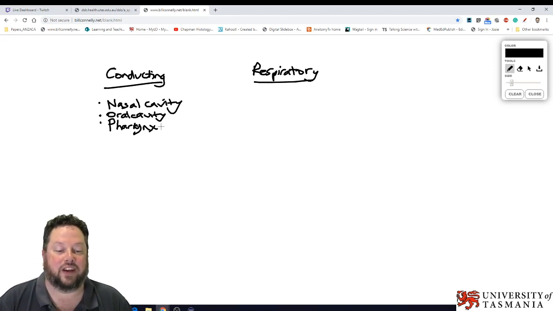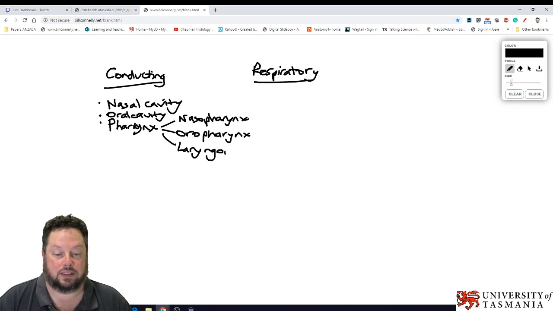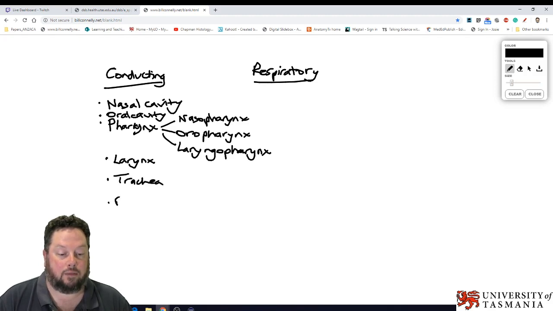All right, and we can actually divide the pharynx into three regions. We can divide it into the nasopharynx, the oropharynx, and the laryngopharynx. From the pharynx, we then move to, of course, the larynx. Then into the trachea, bronchi, bronchioles.